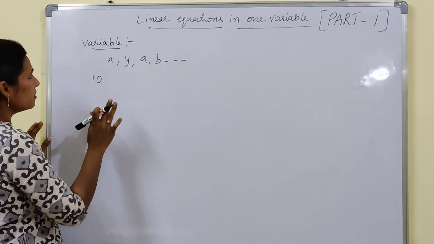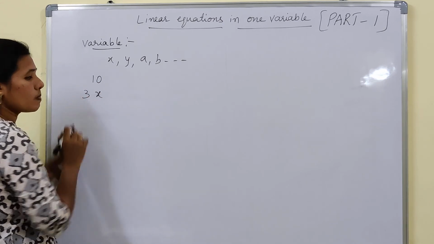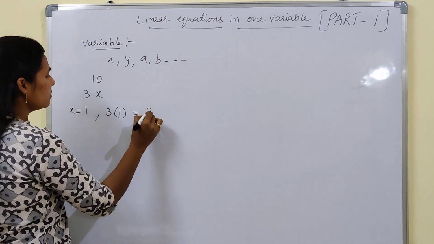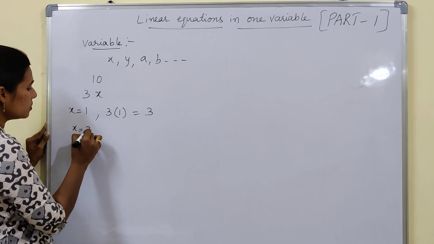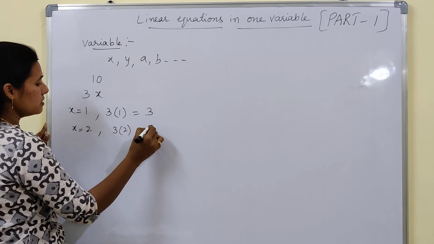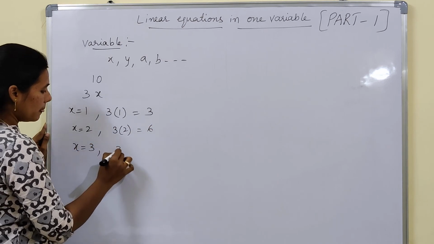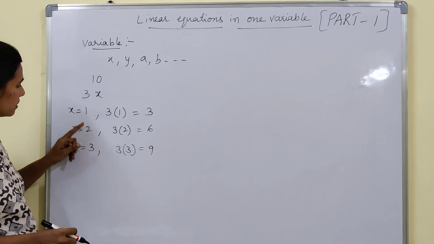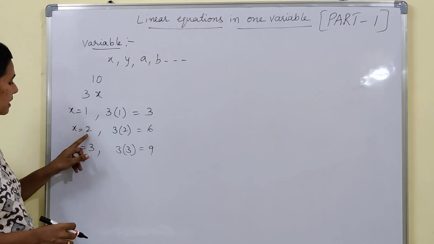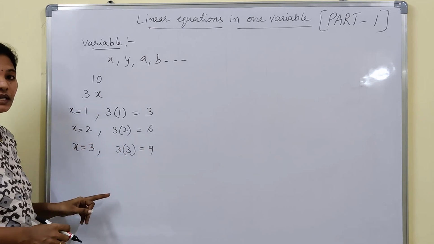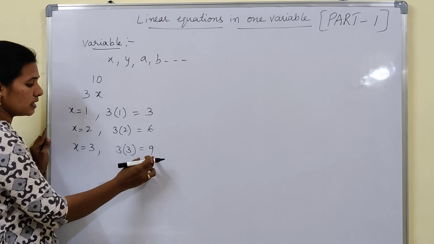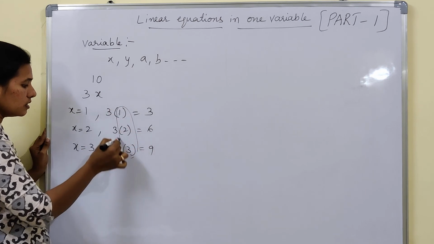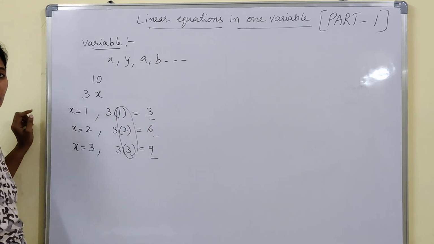Here, the best example is suppose you have 3x. So 3x means if x is equal to 1, if I take 3 into 1, you will get 3. If x is equal to 2, 3 into 2, you get 6. If x is equal to 3, 3 into 3, you will get 9. So whatever x value you take, you get a corresponding value. If you take x as 2 in this expression, you will get a different value. If it is 3, again different. That means depending upon these values, the value of the given expression is changing.